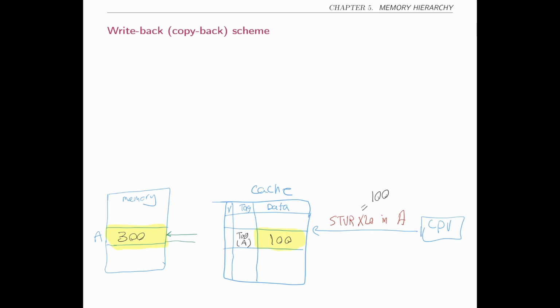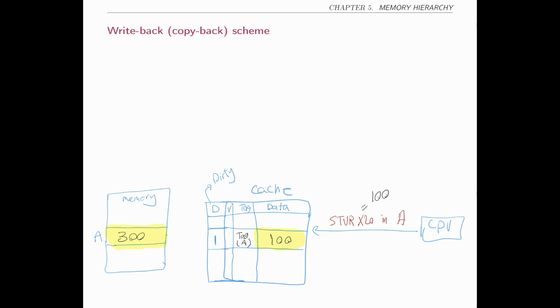Now, because there is an inconsistency, at the minimum we have to know that there is an inconsistency. So we are going to add yet another bit to our cache table here. It's going to be 1 bit. It's called the dirty bit. When you update the value of some block so that it is now inconsistent with the memory, we are going to set this dirty bit to 1. So initially it's 0. Now I have updated it to a 1. What that means is that I know that the value that I have here is inconsistent with the memory.